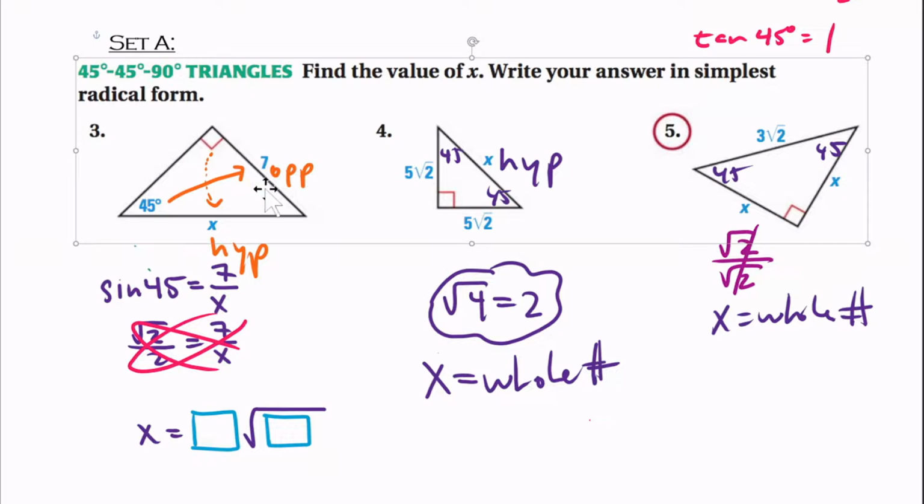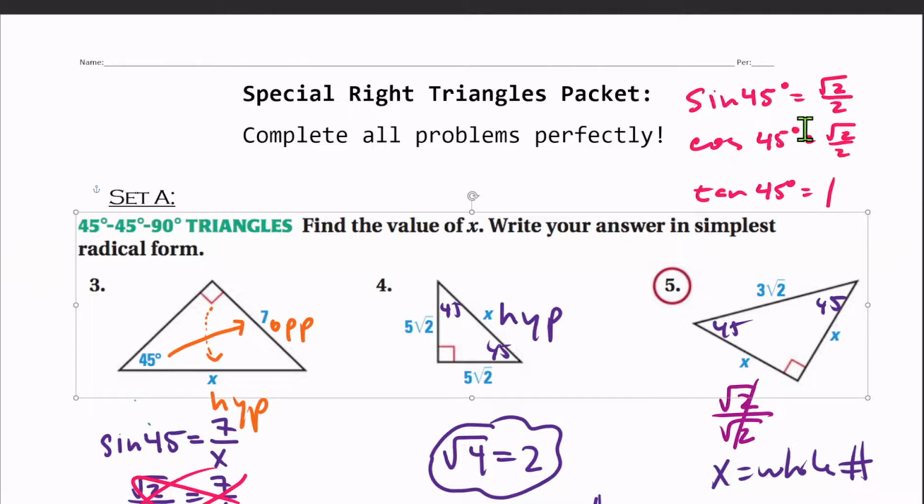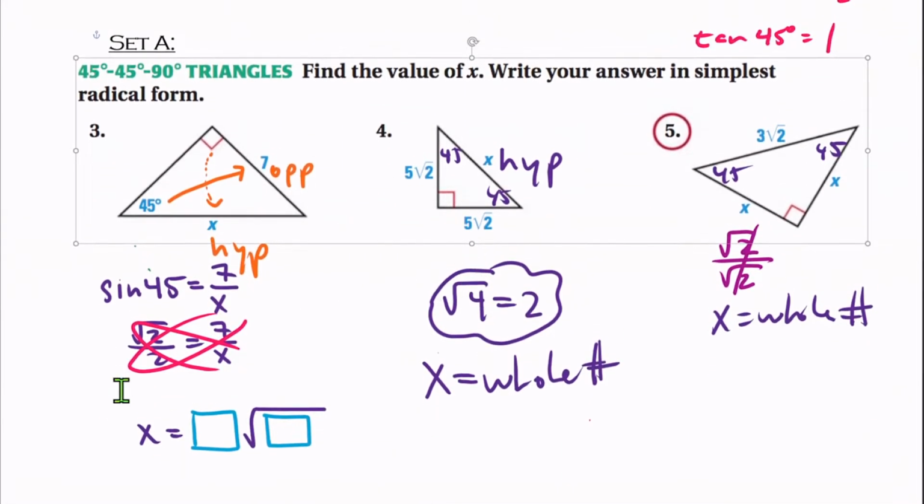Go across is the opposite side. Across from the 90 down here is the hypotenuse. Opposite and hypotenuse is a sine. Sine 45 equals 7 over x. We replace the sine 45 with its value of square root 2 over 2, and that's right here. We cross multiply, and when you cross multiply and do a little division in the last step, you'll get x is equal to a number times the square root, and that is its simplest form.